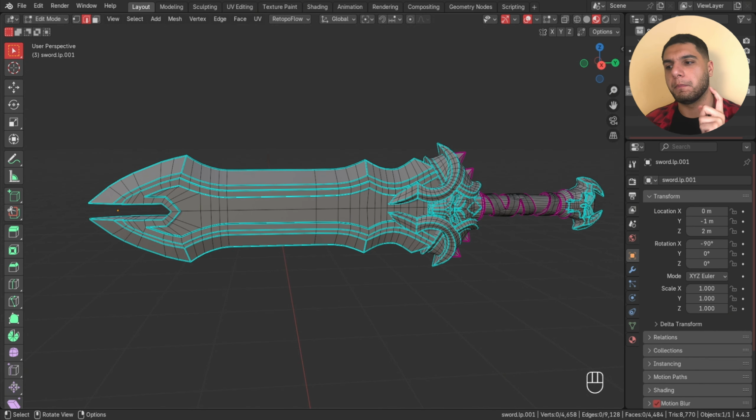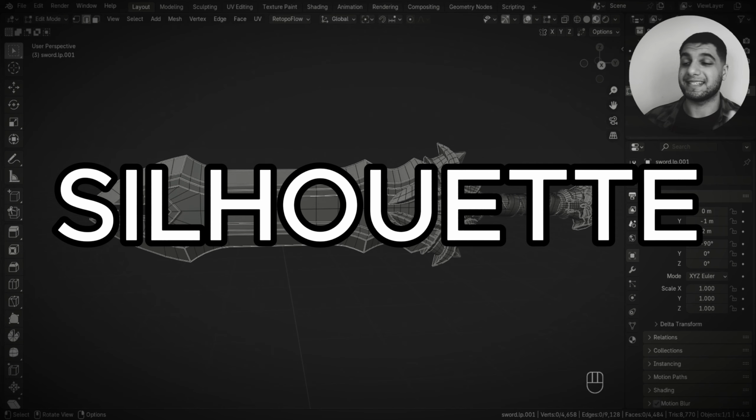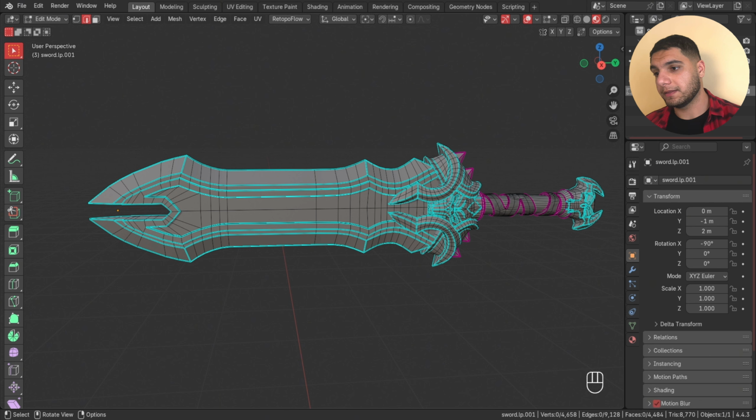Where should we put most of those triangles? Of course, it is the silhouette. You see, silhouette carries more visual information than normals, textures, or materials. Normals only affect shading. Textures only affect surface. But silhouette affects shape recognition.